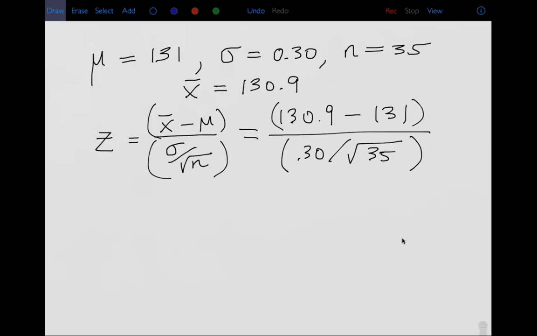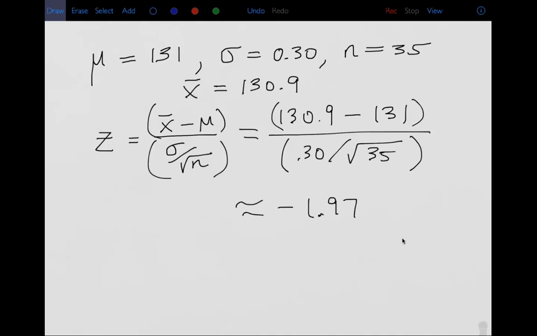Okay, so this one for me ends up being about negative 1.97. Okay, now what does that mean?